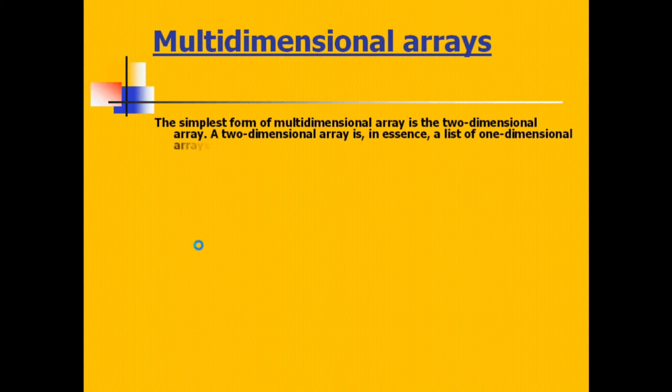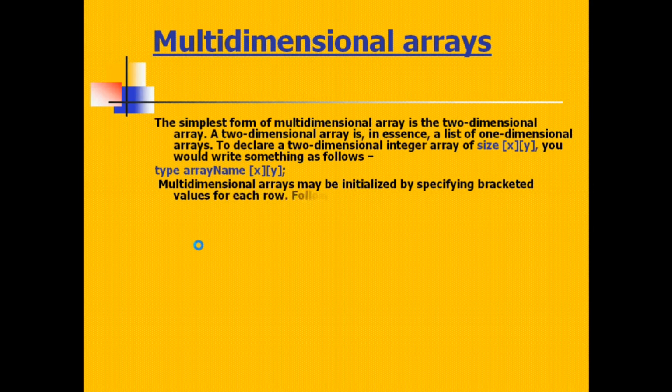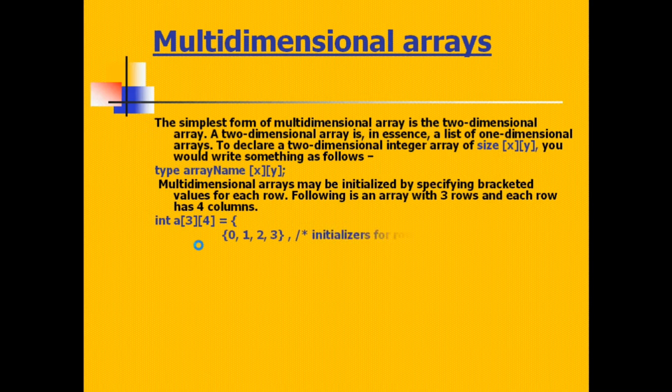Multidimensional arrays. The simplest form of the multidimensional array is the 2D array. A 2D array is in essence a list of 1D arrays. To declare a 2D integer array of size x, y, you would write something as follows. Multidimensional arrays may be initialized by specifying bracketed values for each row. You can see this with this example.